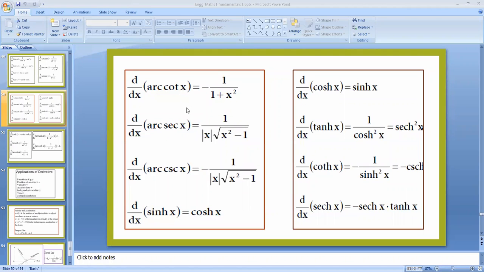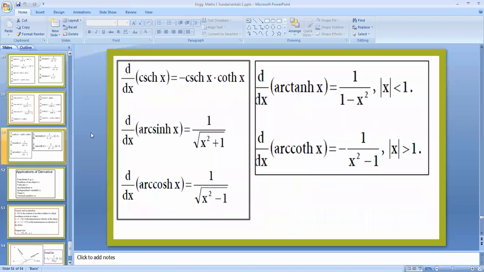So these are the formulae for the hyperbolic functions. Okay. Now you come to the next: d by dx of cosec hyperbolic of x. And what is that? Minus cosec hyperbolic of x into cot hyperbolic of x. Okay.